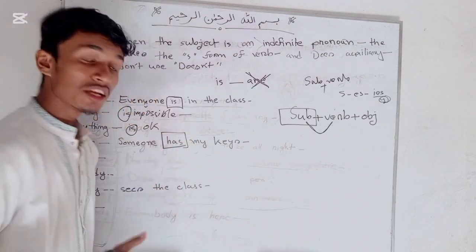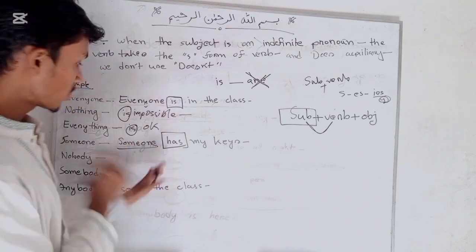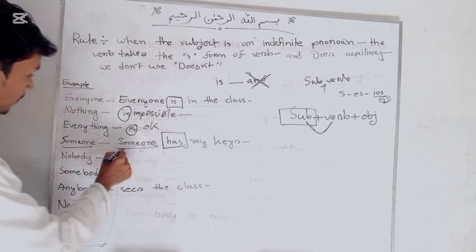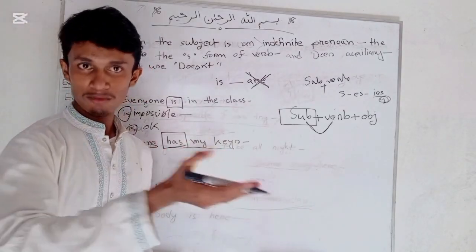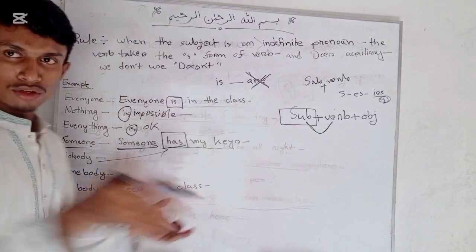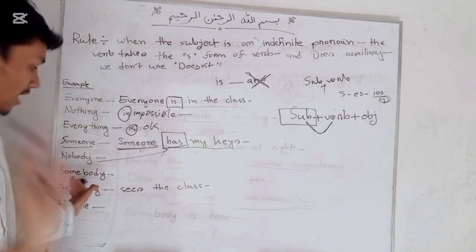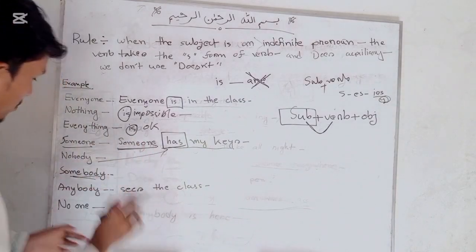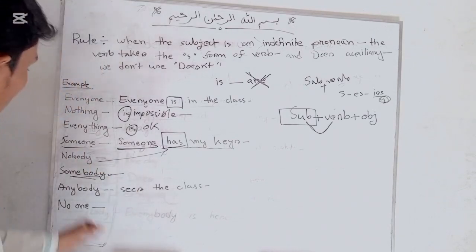So another example of the s form is with have, which changes into has in the third person singular. For example, someone has my keys. Similarly, nobody has my keys. Somebody has my keys. Okay, so let's take a look.